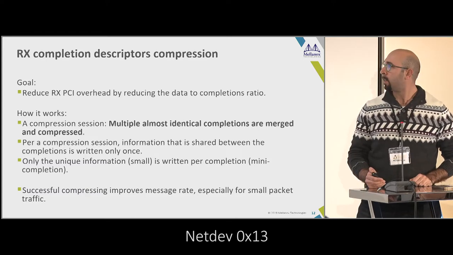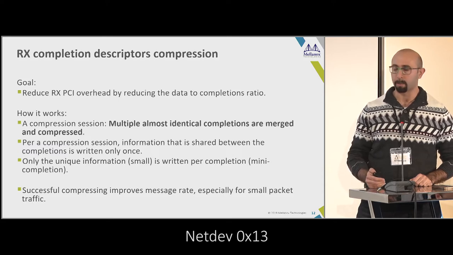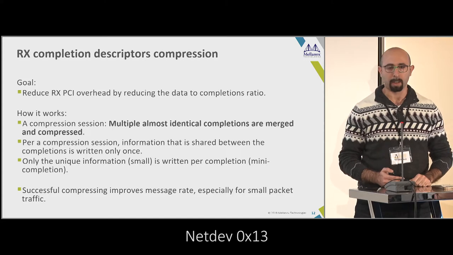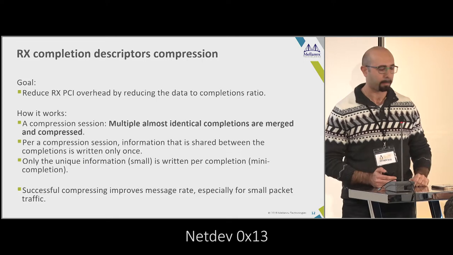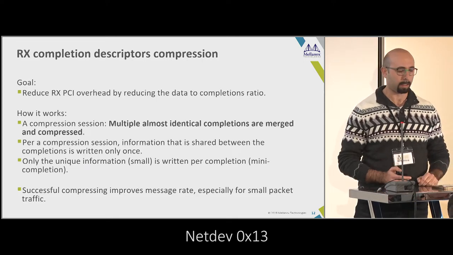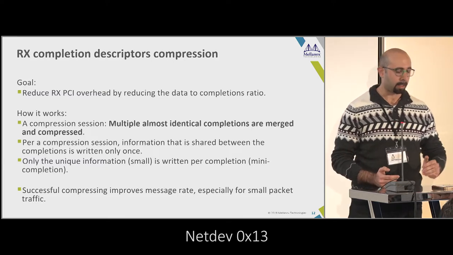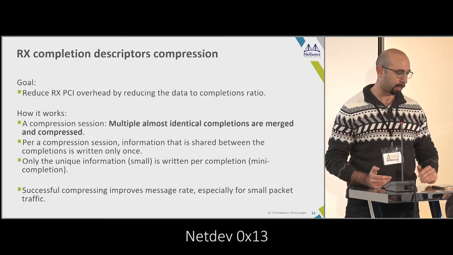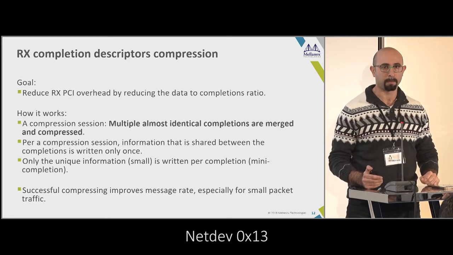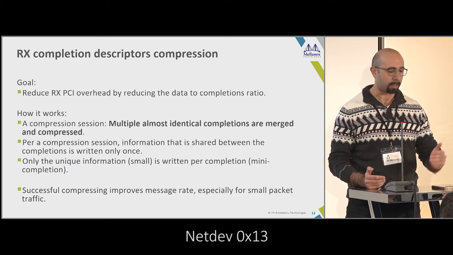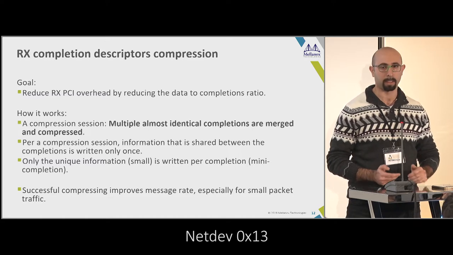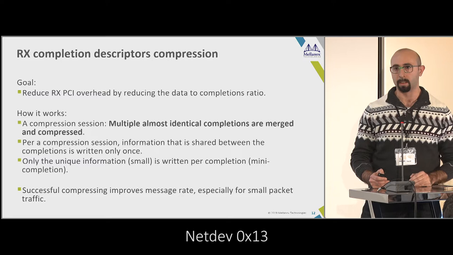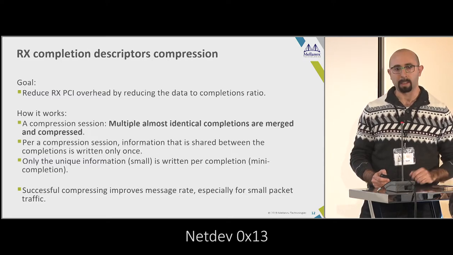So how does it work? The feature is to compress the completions. You take several completions, and as I said, you already have moderation, you already work in bulks. So take these completions and compress them so that if the completions are almost identical, take this part, write it once, and then the parts that are per packet, the unique information per packet, which is much smaller, write it per each packet, and then this way you will save space, you will save bandwidth on the PCI, and of course the more successful you are with compressing completions, the higher your packet rate can get.